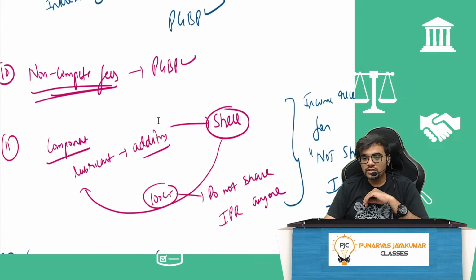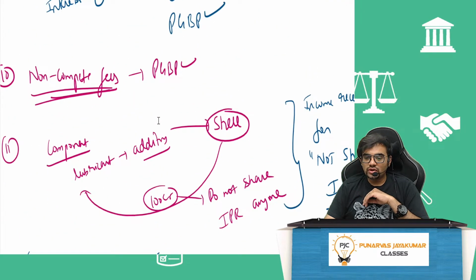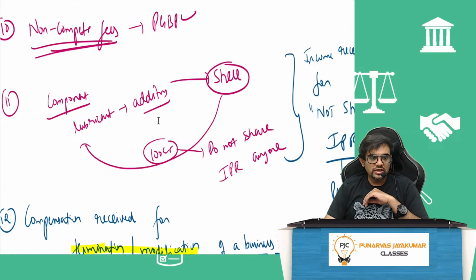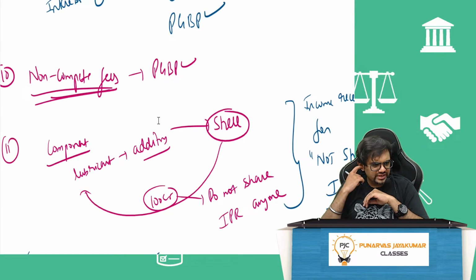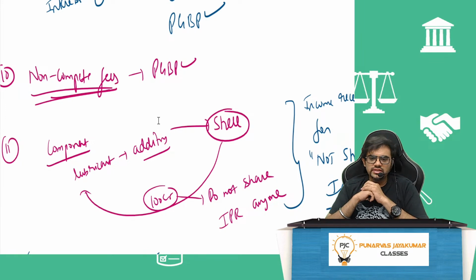Then, non-compete fee. Yes. So, yeah, Ashutosh, you can say that partner is like the KMP. Yeah, then it's taxable. Yes, you can say that. No problem. Non-compete fee means what?